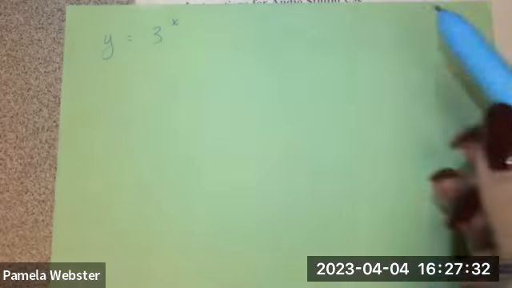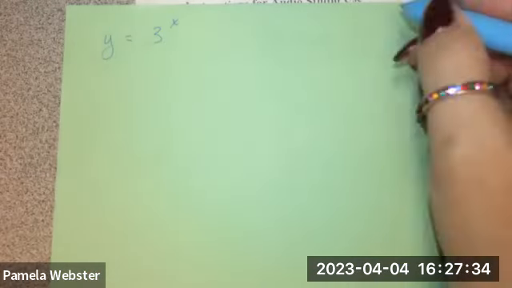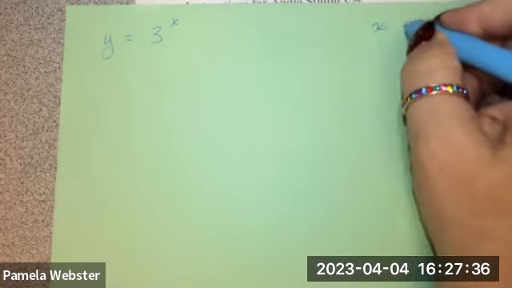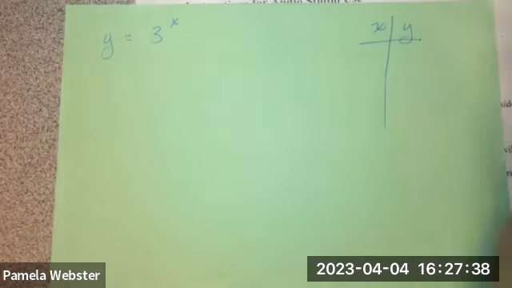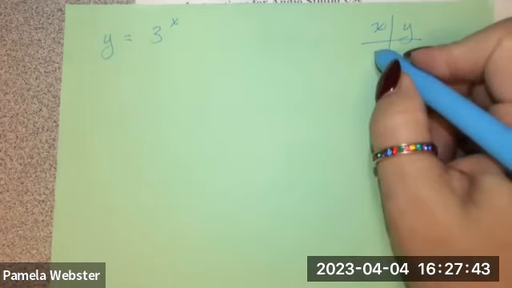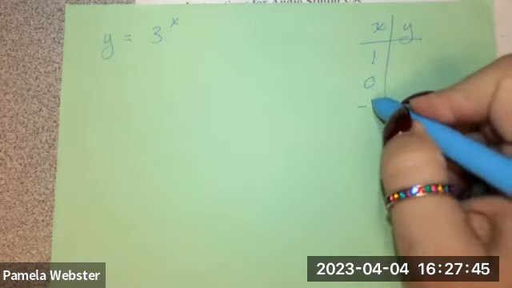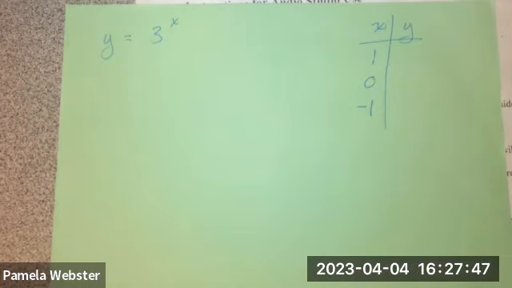This is a 3. So we're going to talk about what that graph looks like. We're going to put some points up, X and Y. I'm not going to do quite as many points. I'm actually only going to do 3, because I feel like if you do a 1, a 0, and a -1, that will give you a pretty good look if you know what you're looking at.